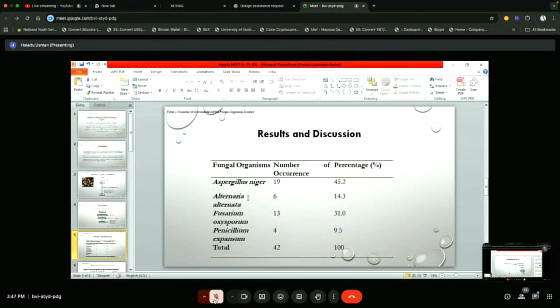Results and discussion. Four fungal species were isolated. Among the four fungal genera were Aspergillus niger, Penicillium species, and Candida species, with Aspergillus niger showing the highest frequency of occurrence with 45.2%, followed by Fusarium oxysporum.